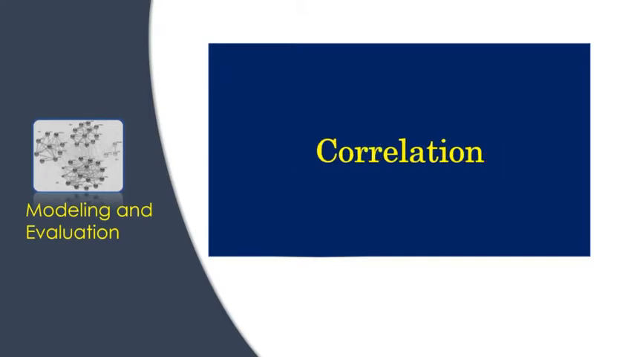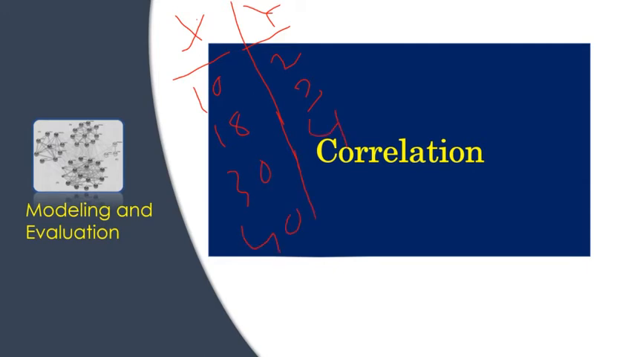No, there is correlation. So what is correlation? The correlation means how two variables are correlated. For example, say we have two variables x and y. If x is 10, y is 2; x is 18, y is 3; x is 30, y is 4; x is 40, y is 5.